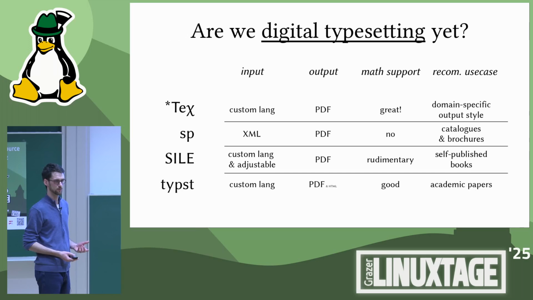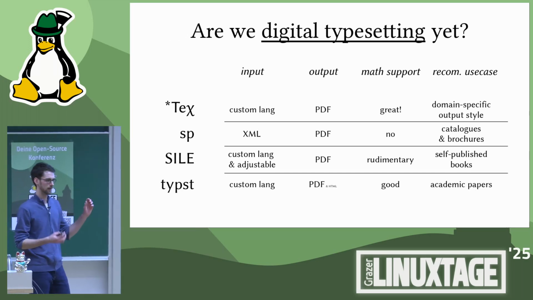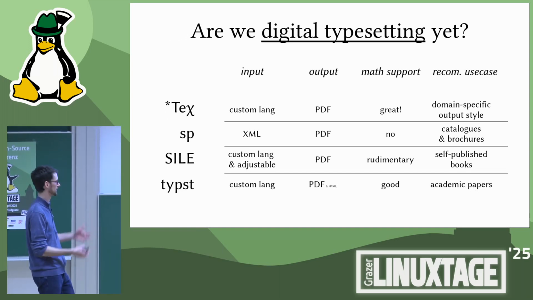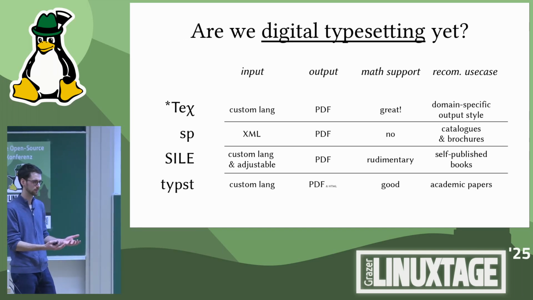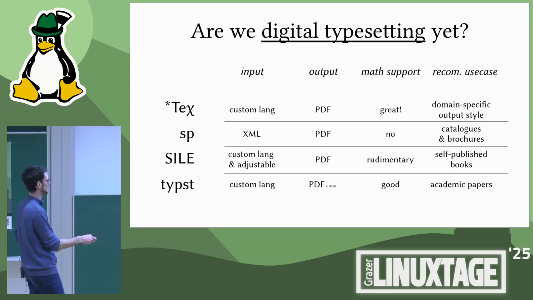It's great for self-published books. If you write a novel, then you usually don't have a lot of mathematics in there and so on. So this works great. And you can really apply a lot of semantics from OpenType, the font standard. So for these use cases, it's really nice.